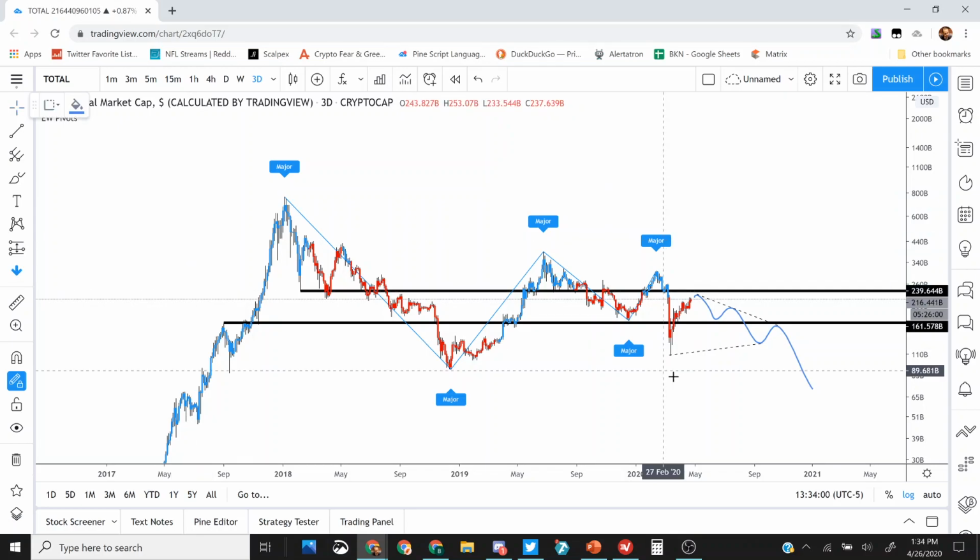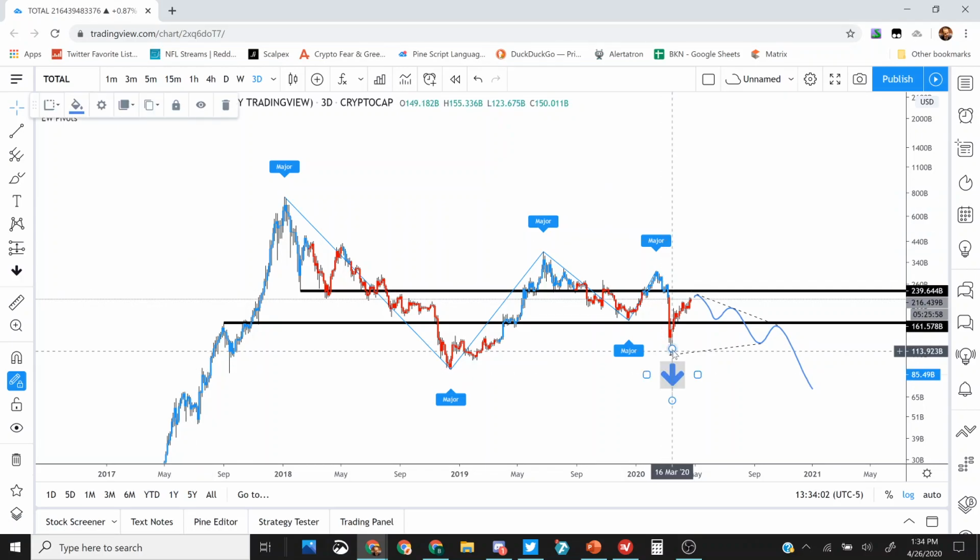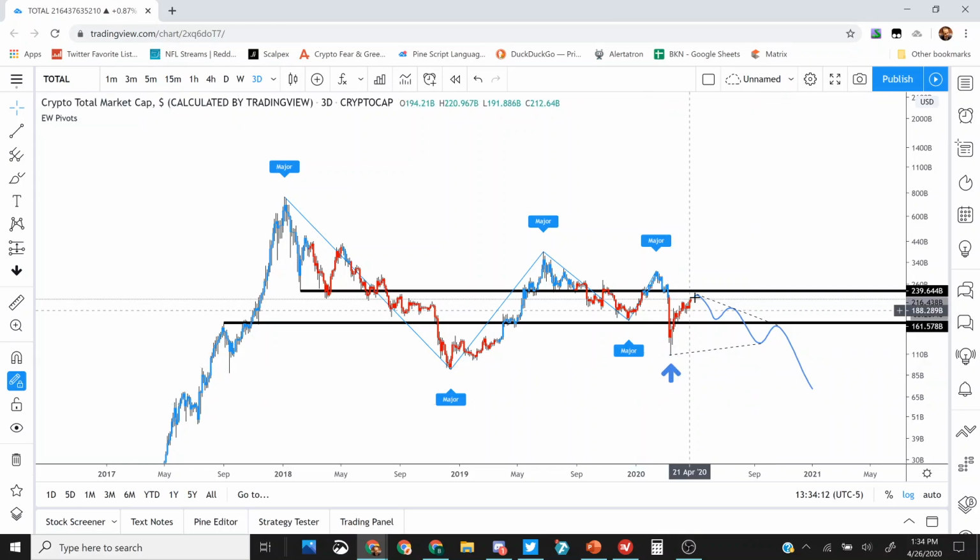Wait, how am I wrong? I'm wrong if we confirm this as a major pivot. If this prints a major pivot right here, then we're likely in a more complex structure. So I showed you how this is a move down, A, B, C, on Bitcoin. So what does that make this move? And what does that make this move? For me, I believe that we have an A, B, C.